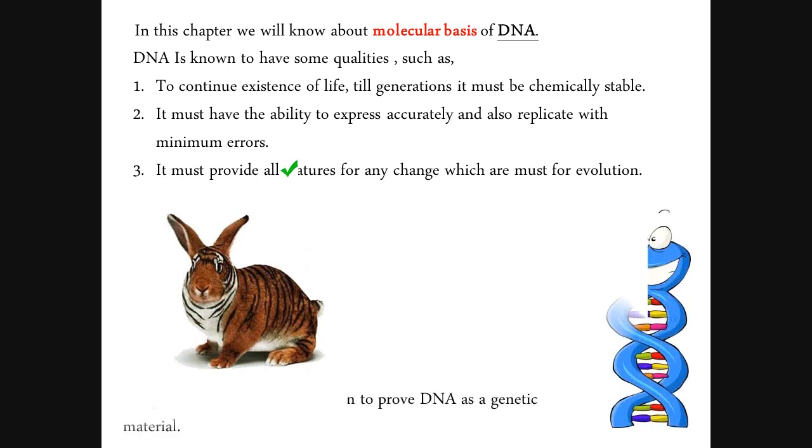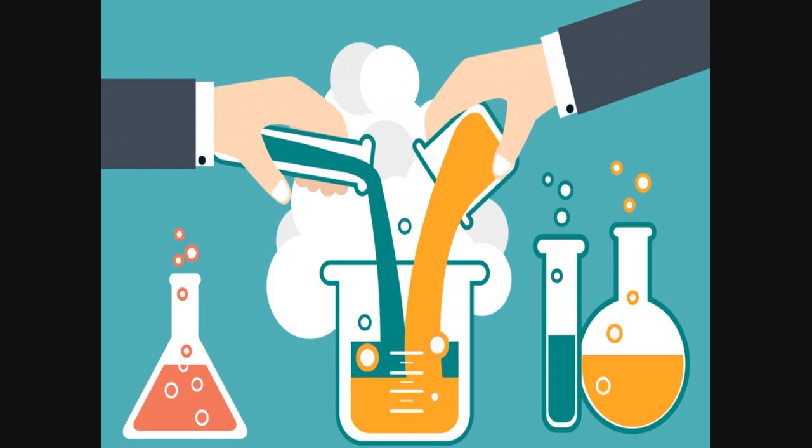There were many experiments carried out to prove that DNA was actually the genetic material. First, it was believed that protein was the genetic material, but we will see in this chapter, through various experiments, that it was actually proved that the genetic material is made up of DNA. Many experiments were carried out for identifying genetic material.